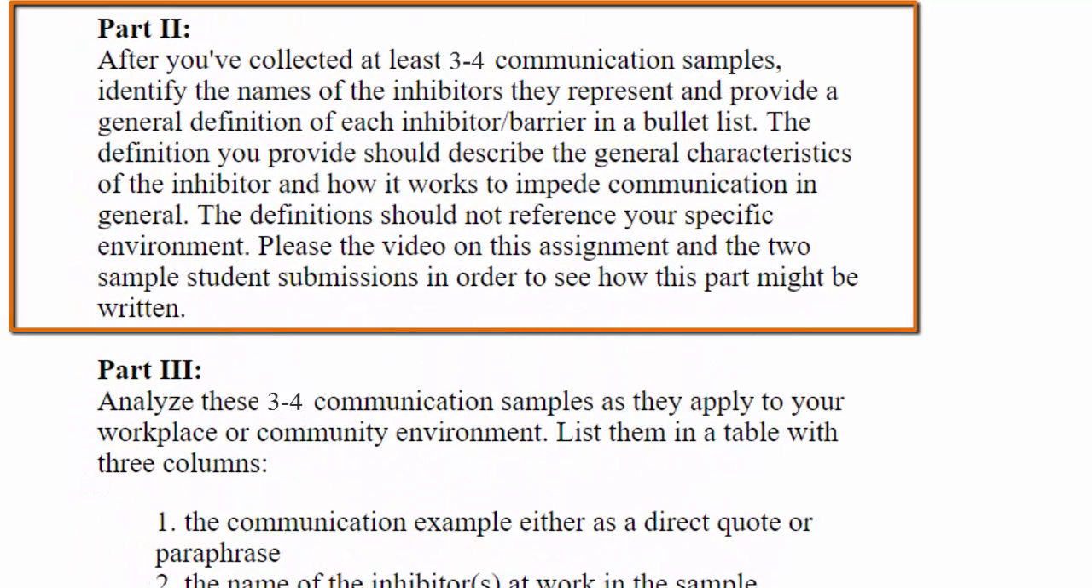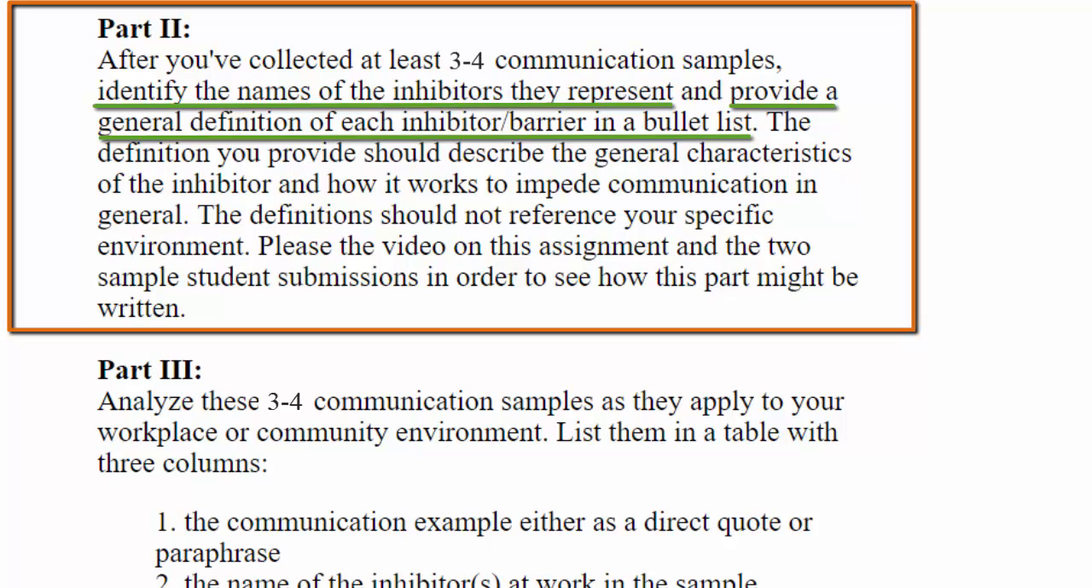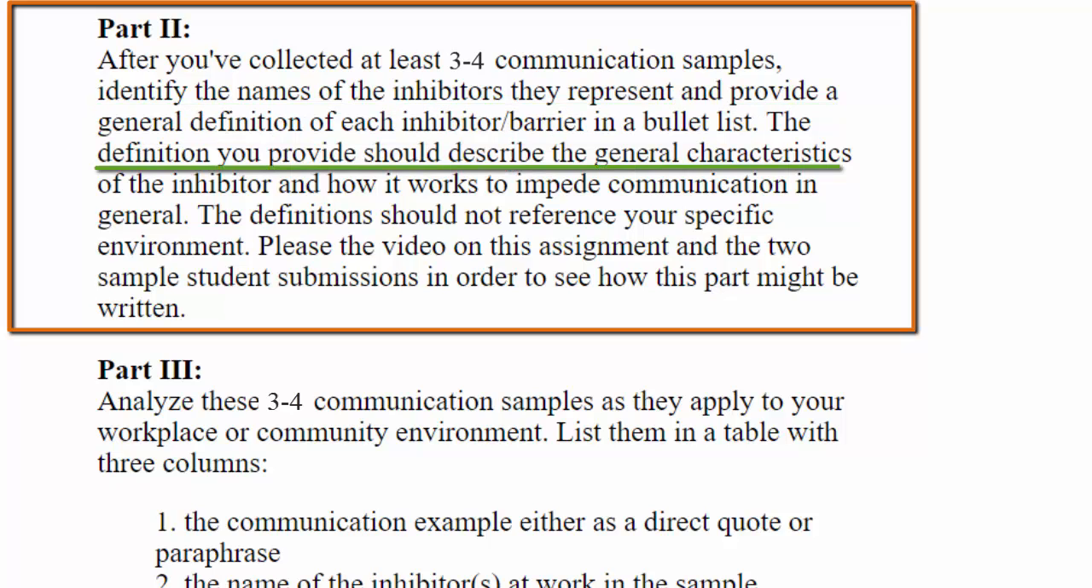After you've collected those communication examples, what you want to do is to make sure that you have identified them correctly with the particular name of the inhibitor or barrier. Then you want to provide your own general definition of each one, and you're going to be doing that in a bullet list. What do we mean by a general definition? It's one that provides general characteristics without specific reference to your workplace or your environment. In other words, a kind of dictionary definition. And we're going to see more about how that works when we look at the sample paper in just a moment.